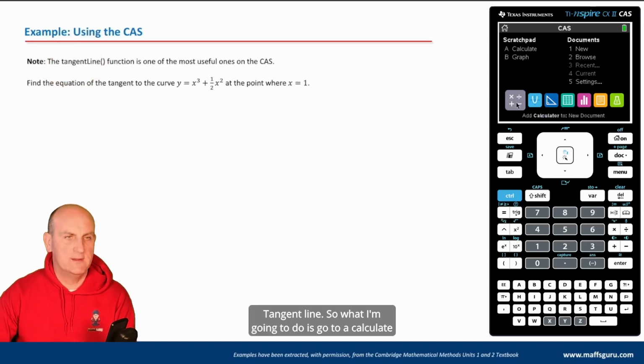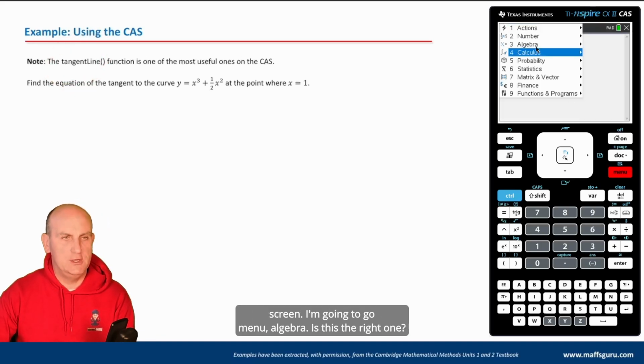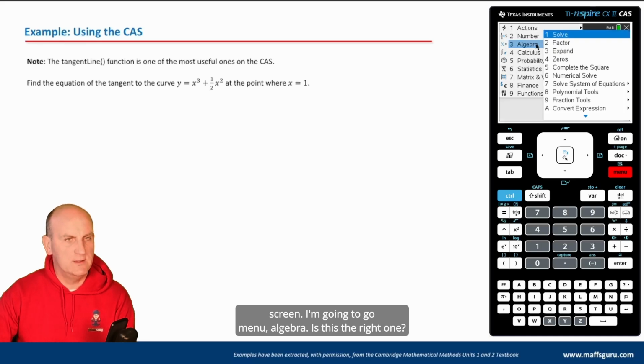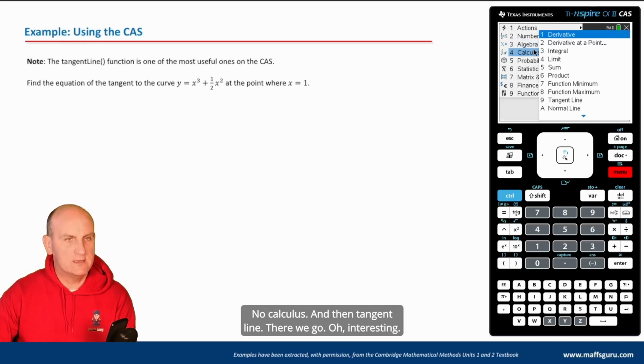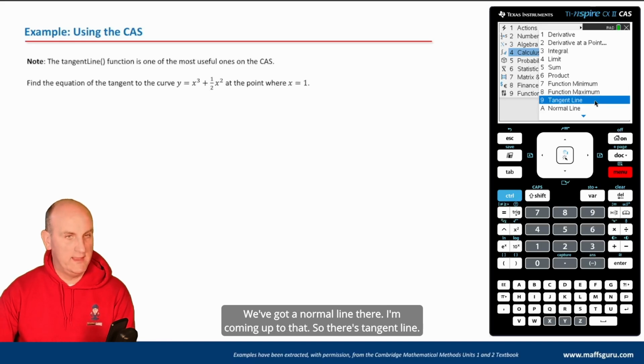So what I'm going to do is go to a calculate screen. I'm going to go menu, algebra, is this the right one? No, calculus, and then tangent line. There we go. Oh, interesting. We've got a normal line there. I'm coming up to that.